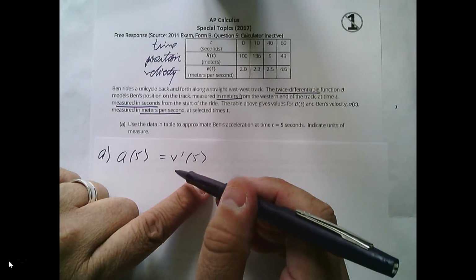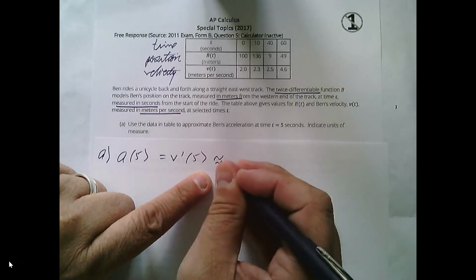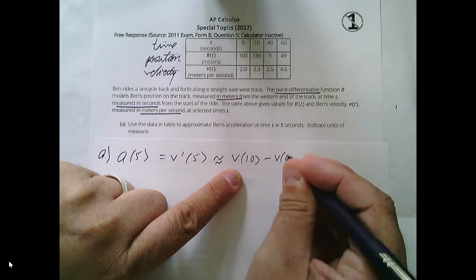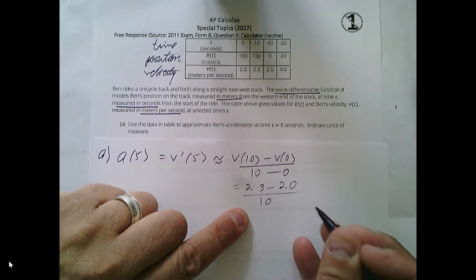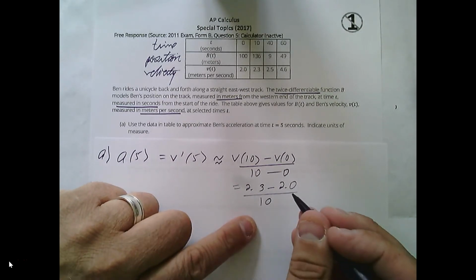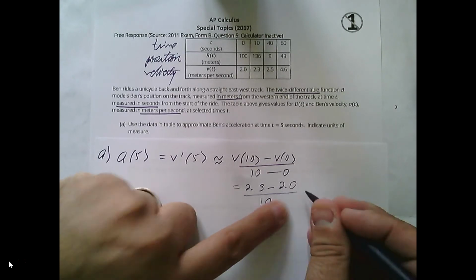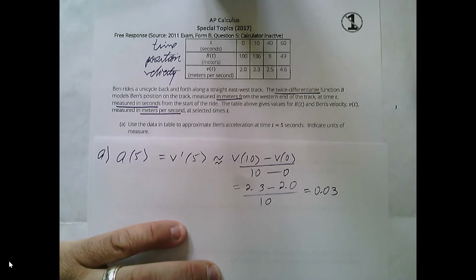The derivative of the velocity at time 5 is approximately the value that you get by looking at the velocity at time 10 minus the velocity at time 0 divided by 10 minus 0. The velocity at time 10 is 2.3. The velocity at time 0 is 2.0, divided by 10. Stop there if you want to. Simplify further if you want to. 0.3. What are the units?